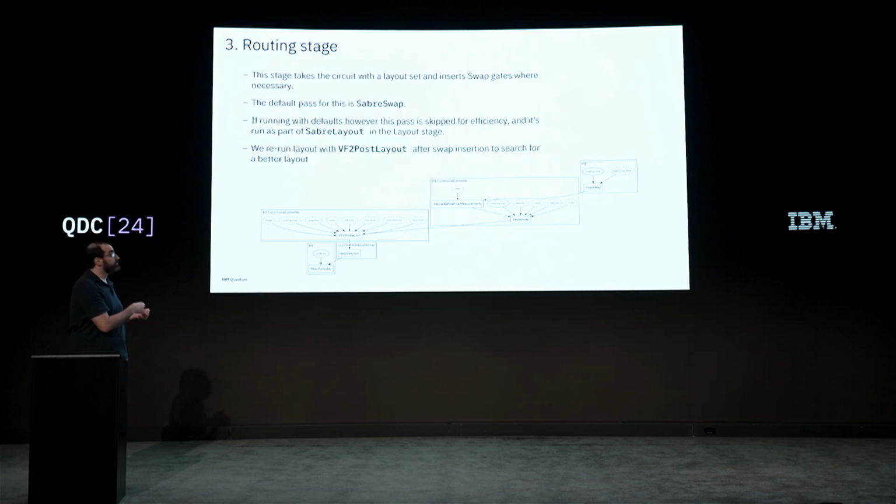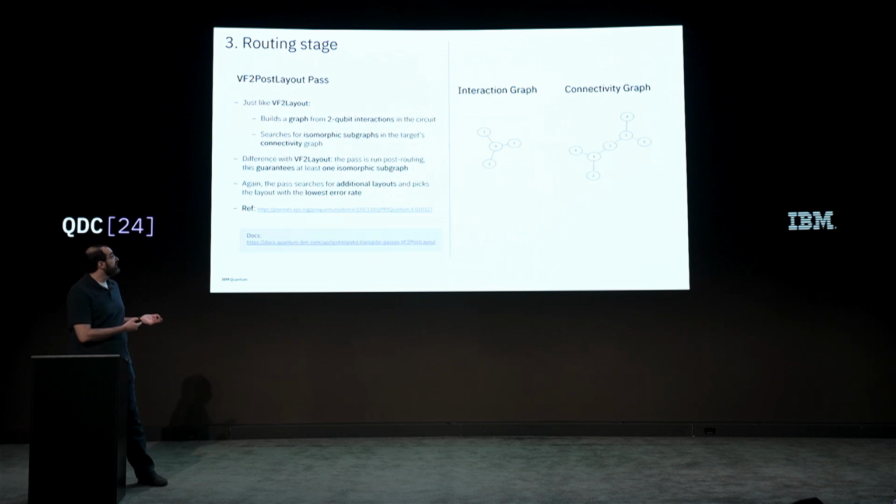But ironically, the thing we do run in the routing stage is a layout pass. So we run this algorithm VF2 post layout, which is after we've inserted swaps, to run an additional layout algorithm to try to optimize it even more. And so let's take a look at what the VF2 post layout pass does.